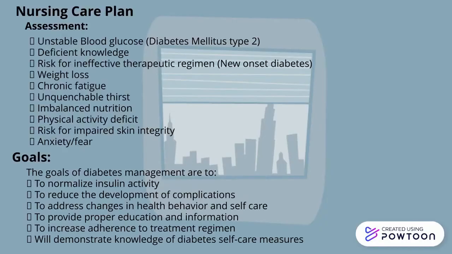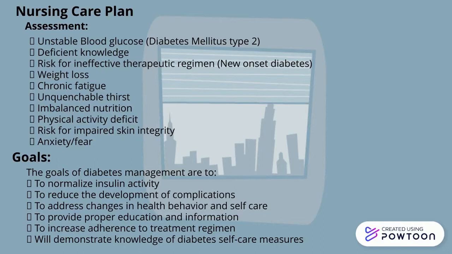Nursing care plan. Assessment. Unstable blood glucose. Deficient knowledge. Risk for ineffective therapeutic regimen. Weight loss. Chronic fatigue. Unquenchable thirst. Imbalanced nutrition. Physical activity deficit. Risk for impaired skin integrity. Anxiety or fear.